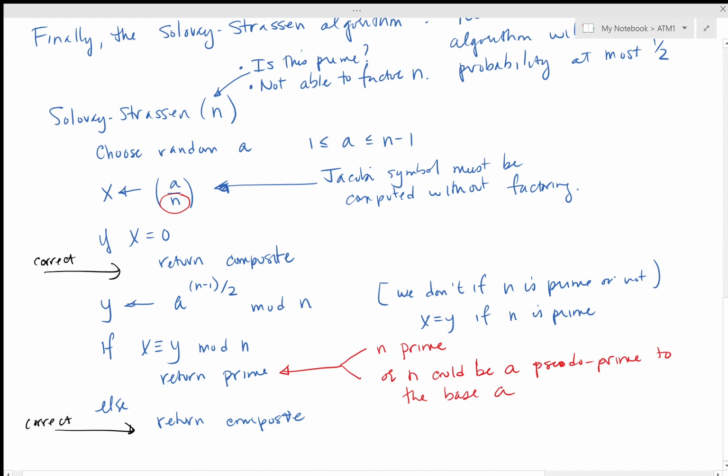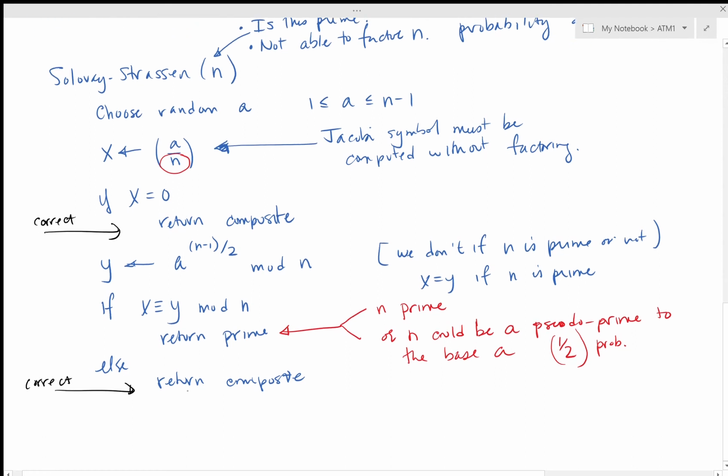Okay, those are the two possibilities, and this can happen with probability 1/2. So that's the 1/2. That's the probability that could happen. Okay, so we want to know obviously if it's prime or not. And now we've returned. Okay, so we throw out the number in either of these cases. We throw out the number and we start again with another n.